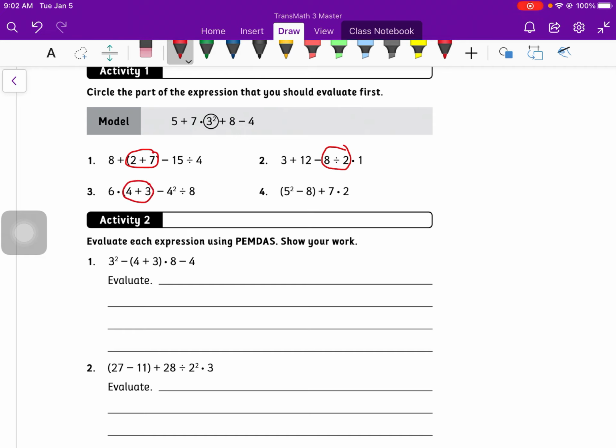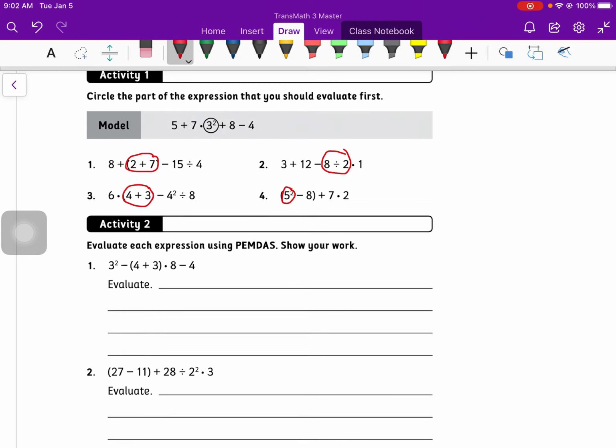Number 3, I look for parentheses. That was an easy one. Number 4, I look for parentheses, but I had to jump in a little bit more because inside the parentheses there was an exponent and a subtraction problem. So I have to do the exponent part first.